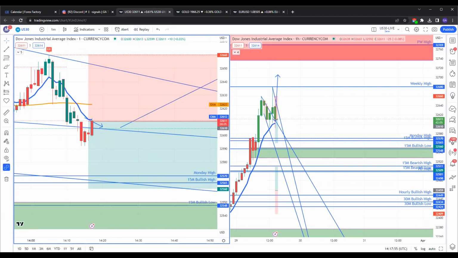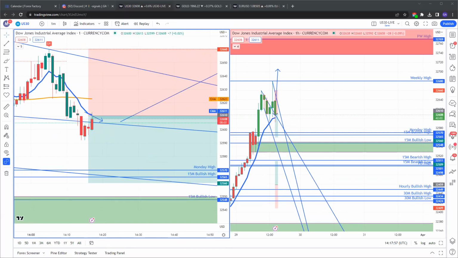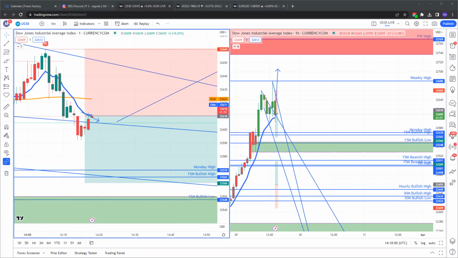I will enter US 30 here for a sell. I forgot to change my risk. So I'm in with a 0.375 risk. So that's fine. I was gonna up my risk during this trade, but it's fine. So I'm in a sell for US 30.